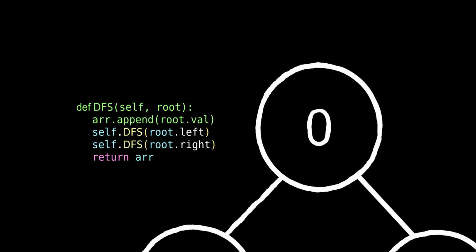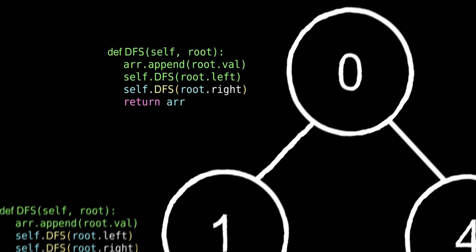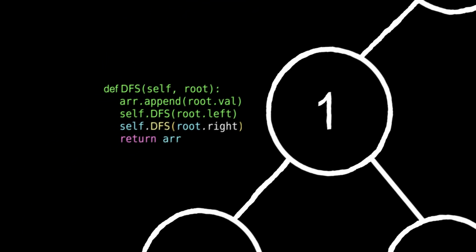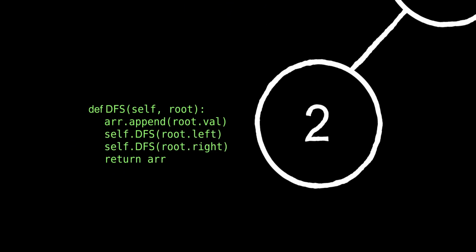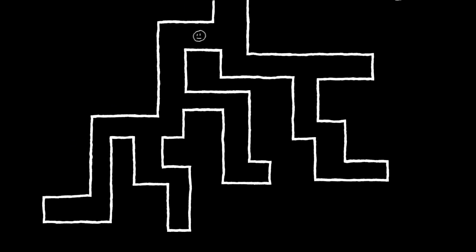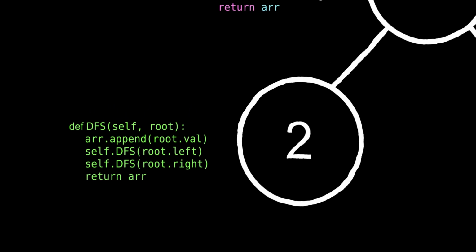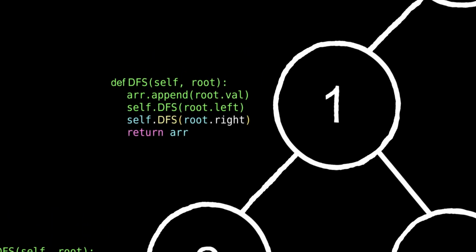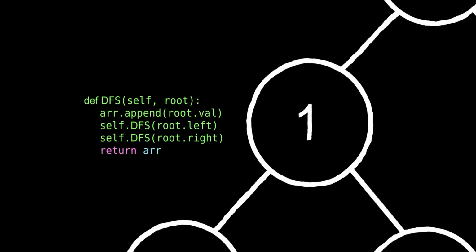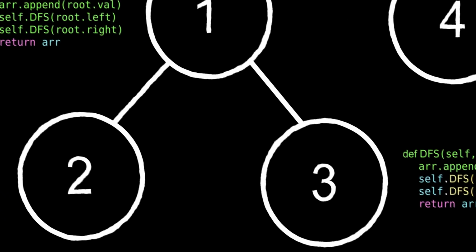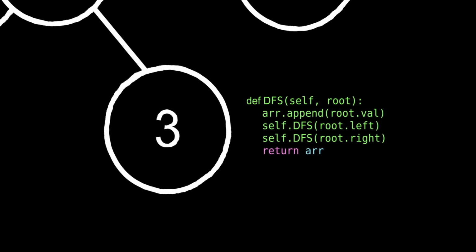First, we append the current node to our array. This is like marking the room we're in as visited. Then, we recursively call DFS on the left child until we hit a null child. This is like exploring the left hallway as far as we can go until we reach a dead end in our castle. After we've explored everything to the left, we recursively call DFS on the right child. This is like backtracking and then exploring the right hallway.